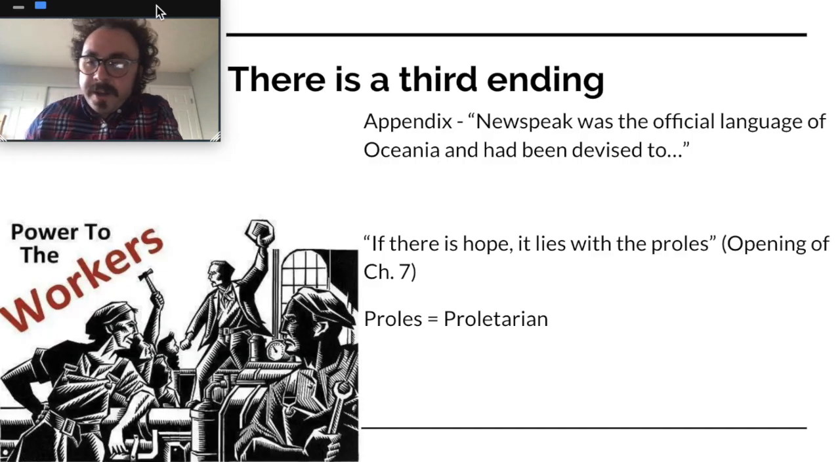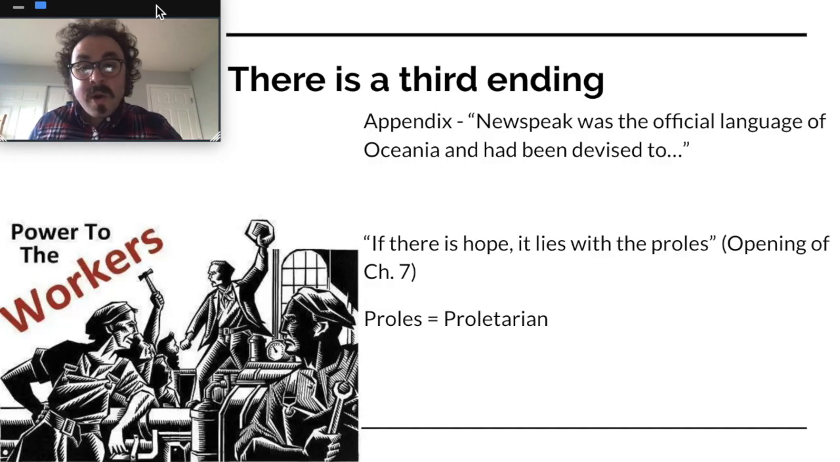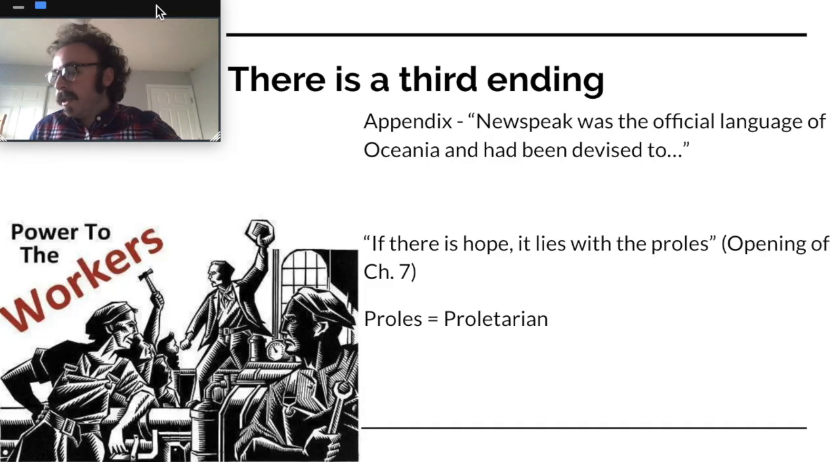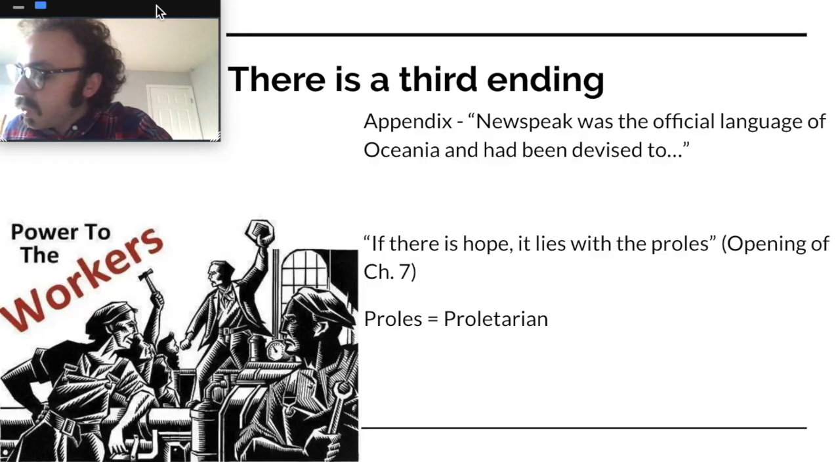I am fairly certain that 95% of you did not read the appendix. So maybe you're reading it now, or maybe you're like, the book ended. It says the end. I'm going to put it down. But if you choose to educate yourself, if you choose to go further, you'll see that 1984 has actually a positive ending. All right, let's read it. Newspeak was the official language of Oceania and had been devised to meet the ideological needs of INGSOC, or English socialism.